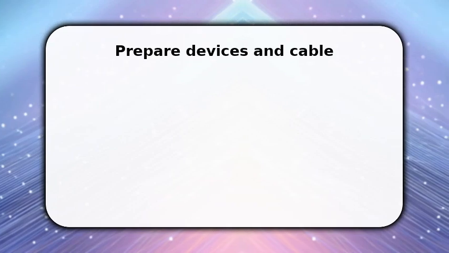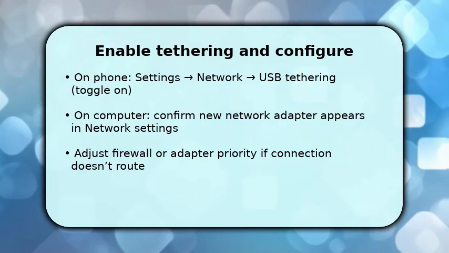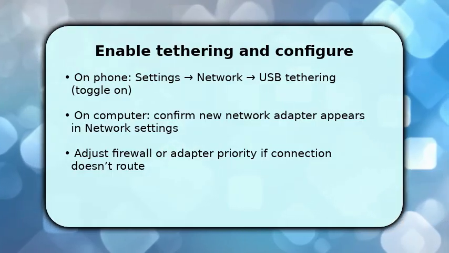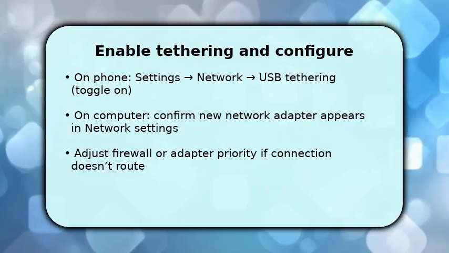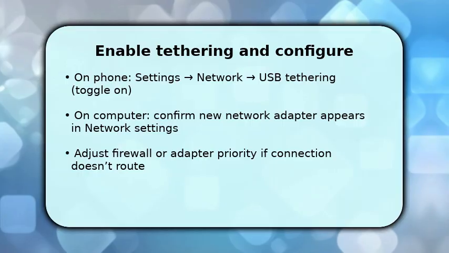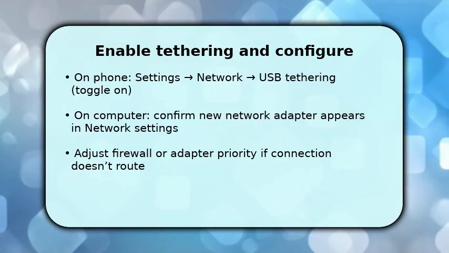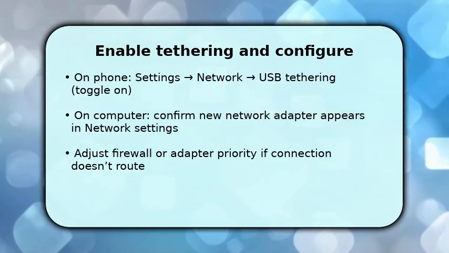You now enable USB tethering on the phone so the device advertises a network interface to the computer. This is done in network settings or developer options depending on model. After toggling tethering, immediately check the computer's network list to ensure a new wired or USB adapter appears. That shows link level success.